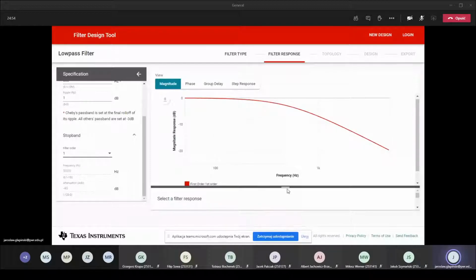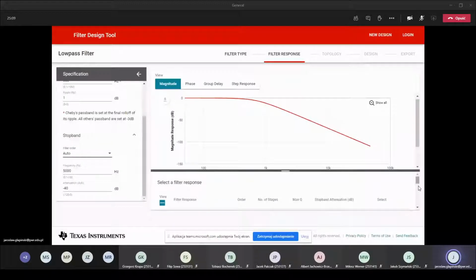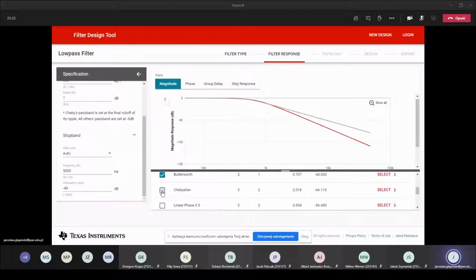In this program, we can also design filters designed by different scientists. I switched to auto, and then I can choose what kind of filter I expect. This is the example of a Bessel filter, but we can choose also Butterworth or Chebyshev.